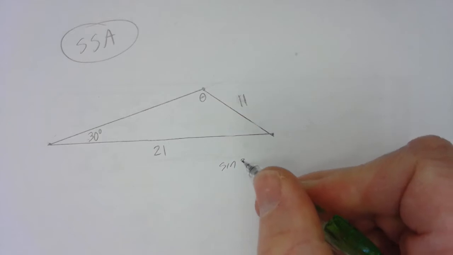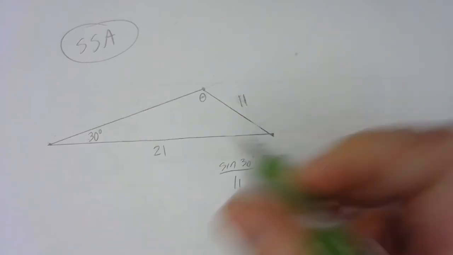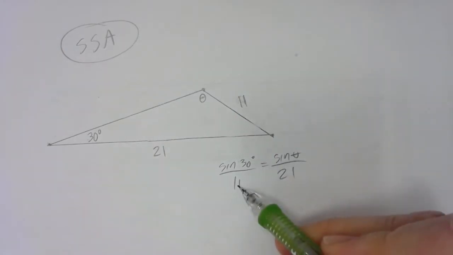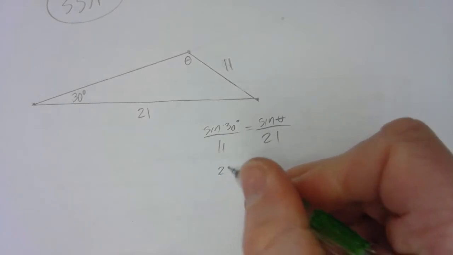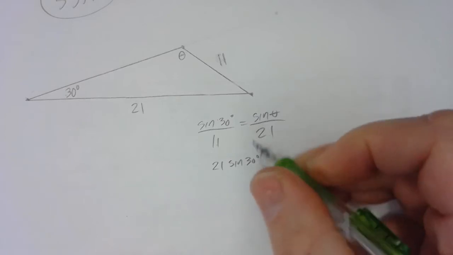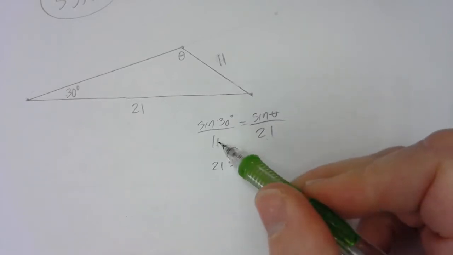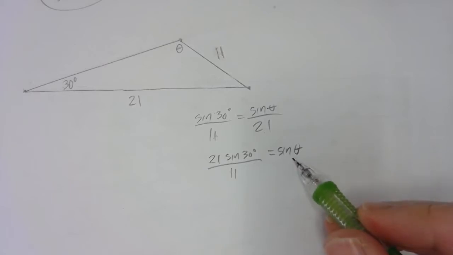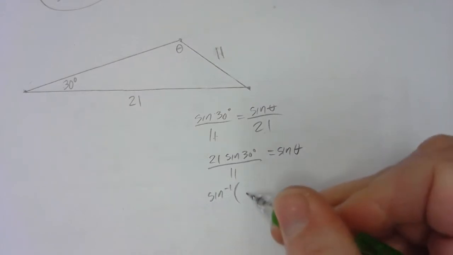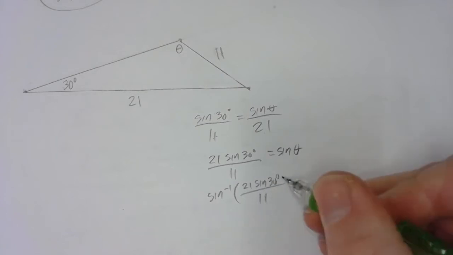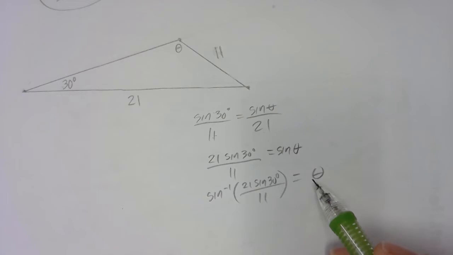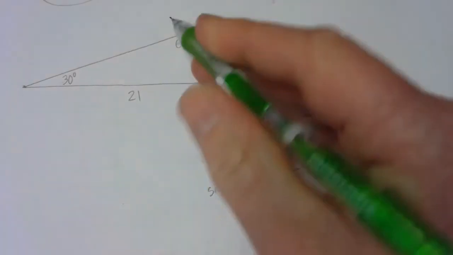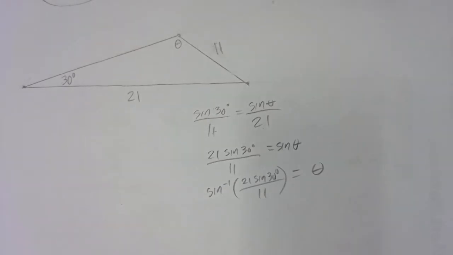So we have sine of 30 degrees compared to 11, and then sine of theta compared to 21. So it's this times this divided by this. So we have 21 sine 30 degrees, divided by 11, which would be sine of theta. Now to get the answer, we have to do inverse sine of each side of the equation. So it's inverse sine of 21 sine 30 degrees over 11, and that's what theta should be. But it's not going to be that answer because that's an obtuse angle, and the inverse sine is only going to give me an acute angle. So I have to figure out what angle I'm really talking about there. If we understand the concepts from before, it's not too bad.